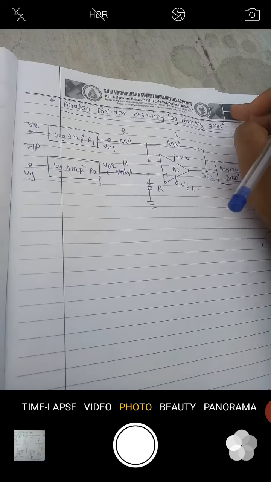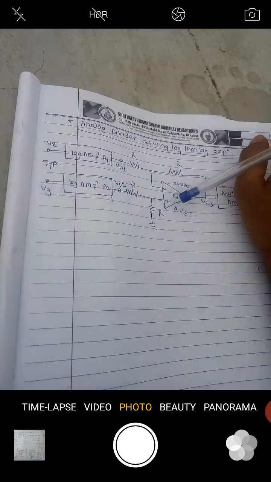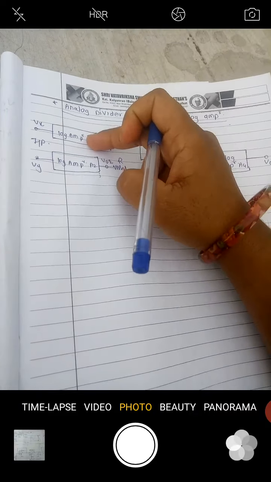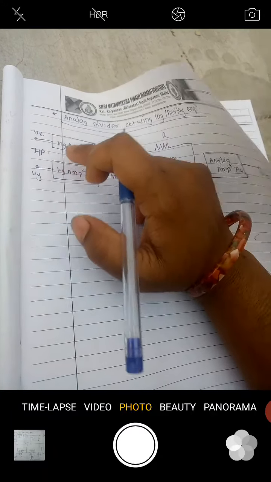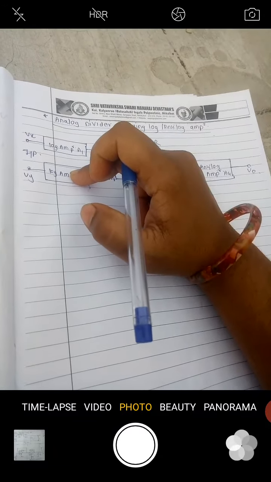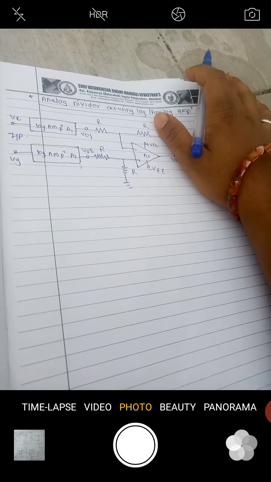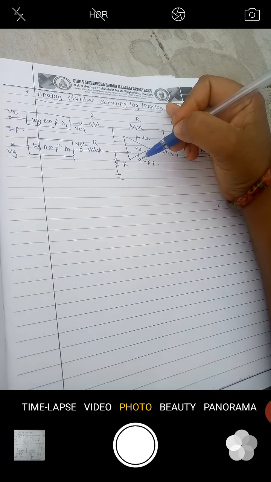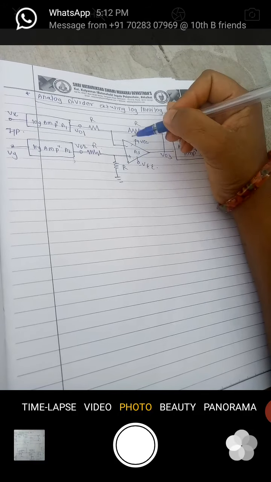In this figure, Vx and Vy are the two inputs, and we want the division of these two inputs at the output side. These two inputs are applied across the logarithmic amplifier A1 and logarithmic amplifier A2 respectively. The outputs of logarithmic amplifier A1 and logarithmic amplifier A2 are given to the inverting and non-inverting inputs respectively.